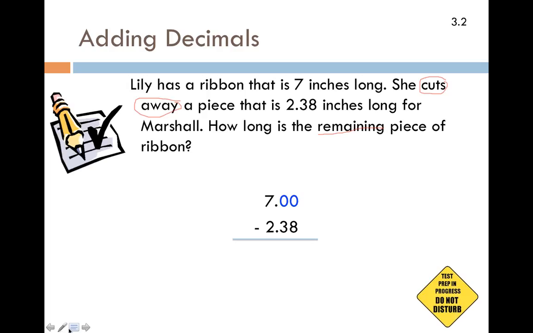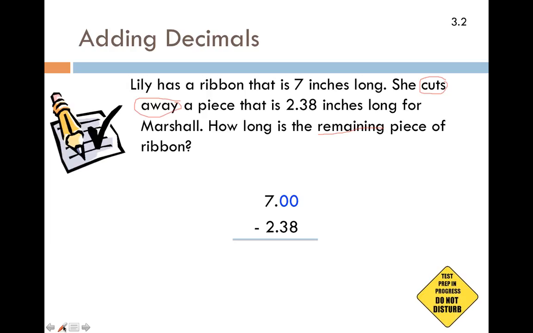Now in this case, we obviously start from the far right, the lowest place value, which is the hundredths place value here. We obviously can't take 8 from 0. Does anybody know what math concept we're going to use in order to complete this operation? Borrowing. That's correct. Okay, so we're going to borrow.